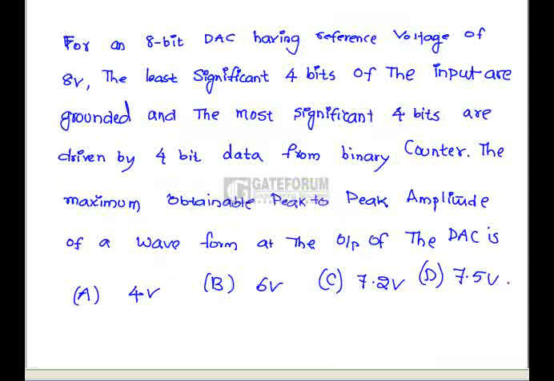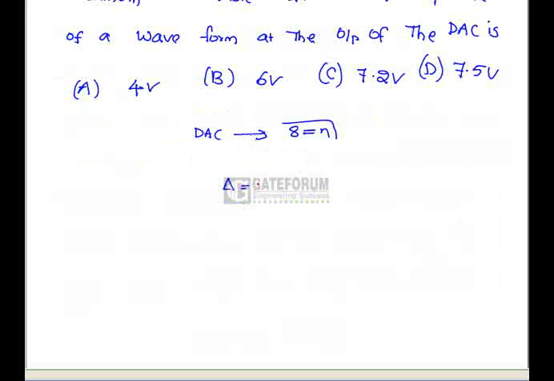For an 8-bit D2A converter having a reference voltage of 8 volts, the least significant 4 bits of the input are grounded and the most significant 4 bits are driven by 4-bit data from a binary counter. Find the maximum obtainable peak-to-peak amplitude of the waveform at the output of the D2A converter. Here the D2A converter is having 8 bits as input, means n equals 8 bits. So the step size, that means the resolution, equals the reference voltage divided by 2 power 8 minus 1, which is approximately 31.37 millivolts.